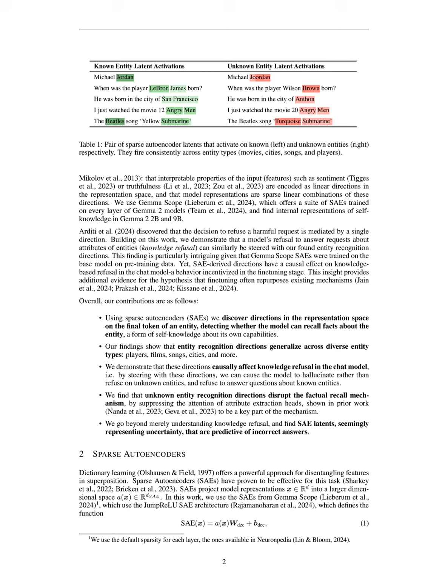Our proposed method utilizes sparse autoencoders, SAEs, to identify self-knowledge directions in the model's representation space through a systematic approach. First, we train SAEs on the internal representations of the Gemma 2 models, which allows us to project these representations into a higher dimensional space while enforcing sparsity, enhancing interpretability.